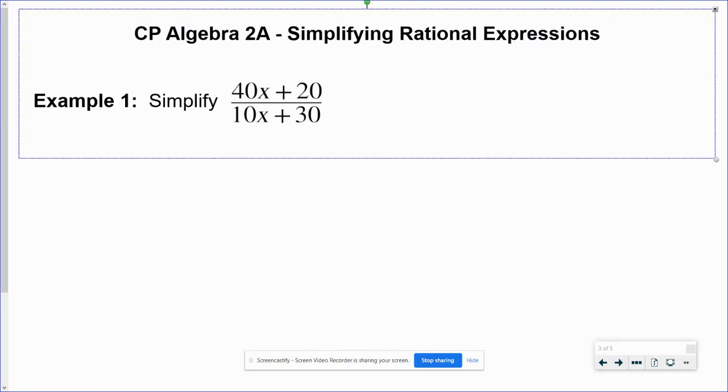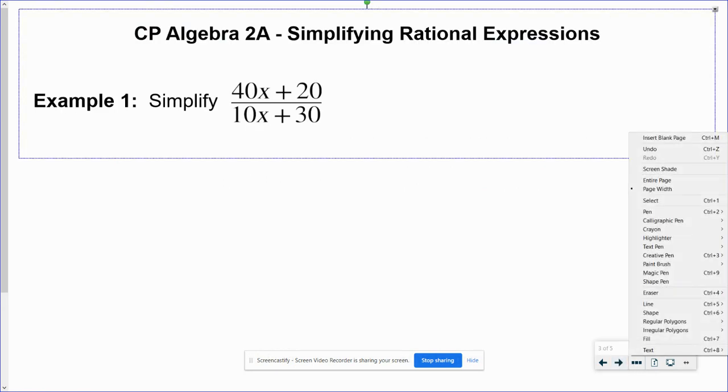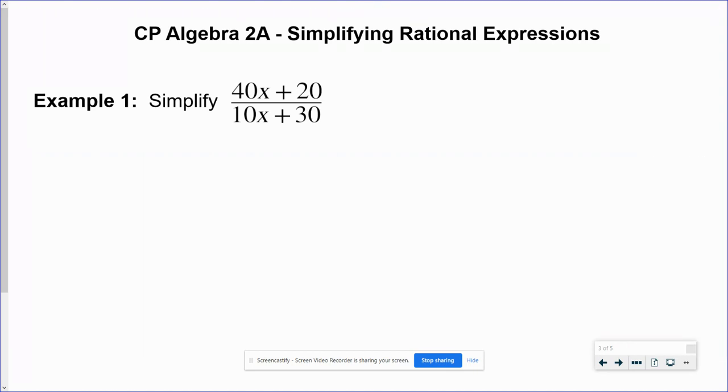Let's take a look at an example. We're asked to simplify the expression 40x plus 20 over 10x plus 30. The first thing that we're going to look for are greatest common factors in the polynomials in the numerator and the denominator. If we look at the numerator, we see that 40x and positive 20 have a greatest common factor of 20. So I'm going to factor that out.